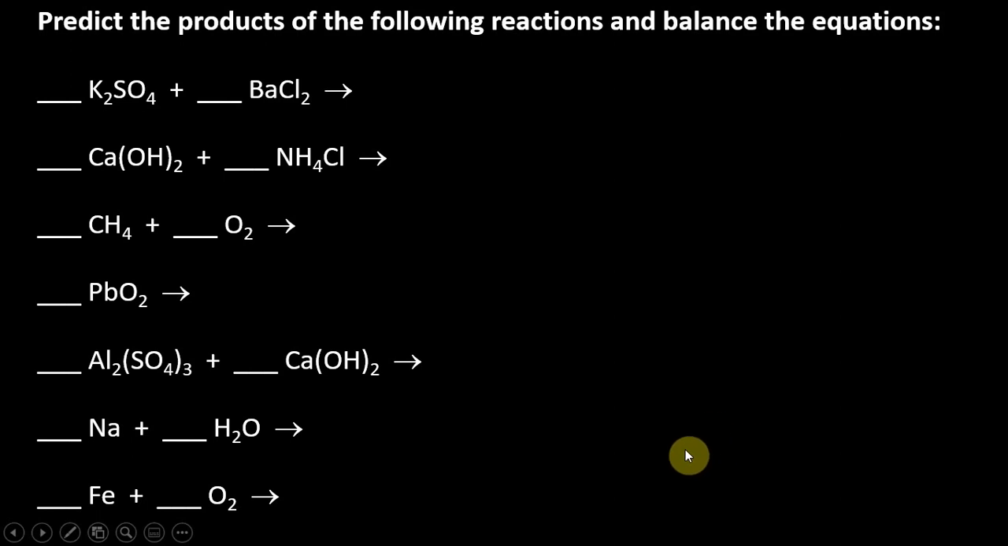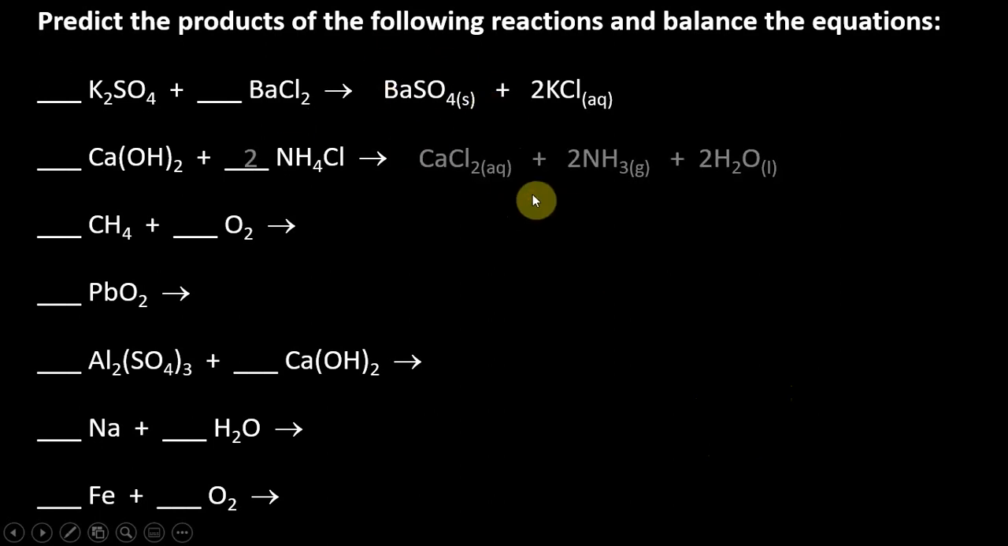Okay, now that you've had a chance to try them, the reactions are as follows, and this is what you should get. So the first one is a reaction where barium sulfate is the solid precipitate. Balancing that, it's already balanced. We really should write balanced here. The calcium hydroxide with the ammonium chloride. Ammonium chloride is going to give us ammonium hydroxide. The ammonium hydroxide breaks down into the ammonia and water, so you got to remember that.